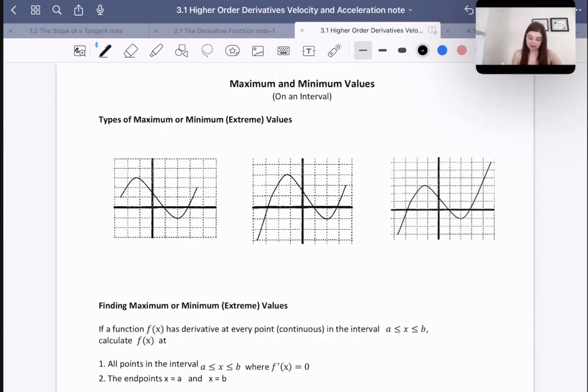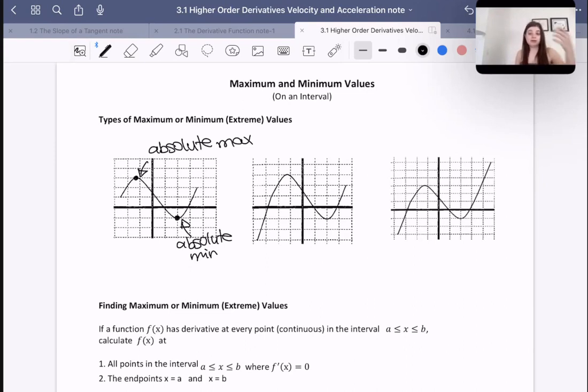In this case, our absolute maximum is right here. This is our absolute maximum because there's absolutely no other value that is higher than this maximum. So there's our absolute maximum. And here is our absolute minimum because there is no other point that's lower, right?